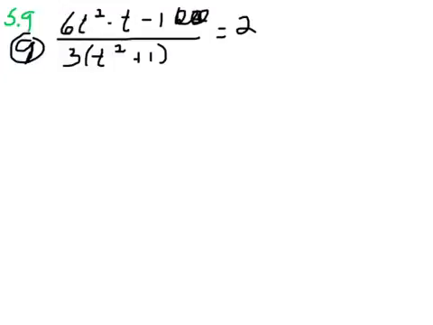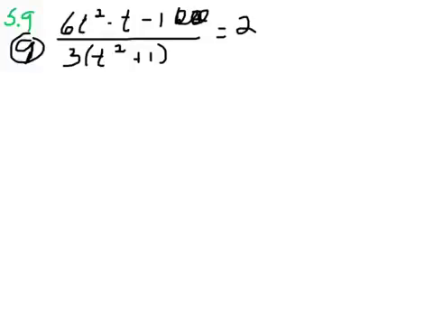Okay, this is 5.9, and this is number 9. I thought we'd do a few of the harder ones here. Now, if you look at this problem, there's two ways we could do it. One way would be just to multiply both sides by 3 times t squared plus 1. That would clear the fraction out on one side and just put more terms on the other side.